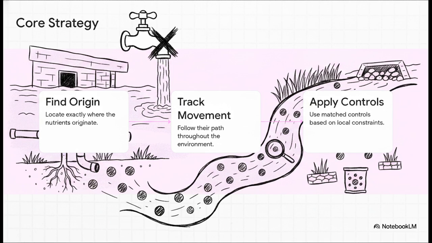Our steps here are crystal clear. First, find the origin of the nutrients. Second, track their movement through the environment. And third, apply controls that perfectly match your specific local constraints. It's really about working smart, not just working hard.